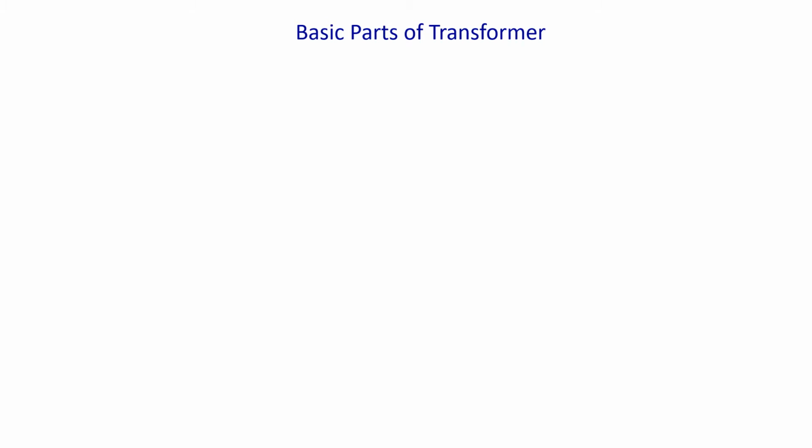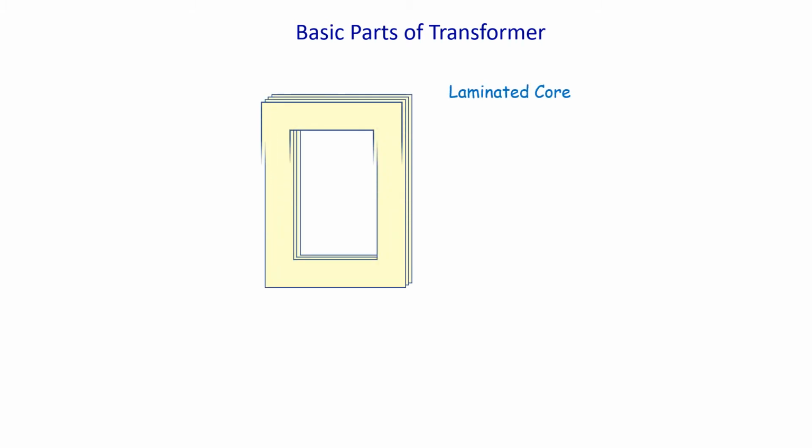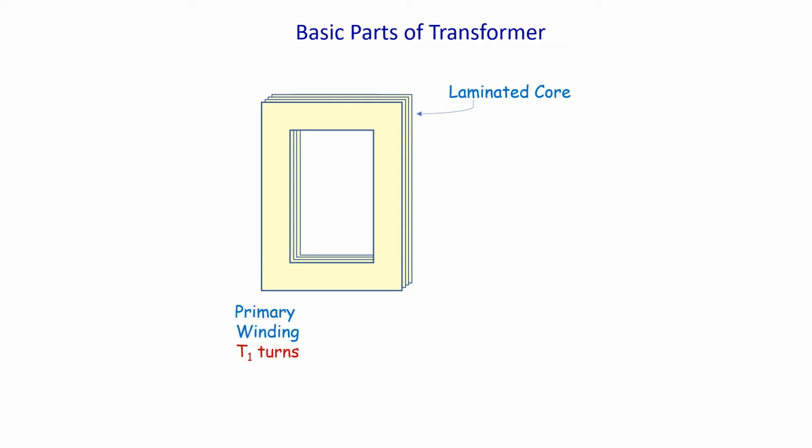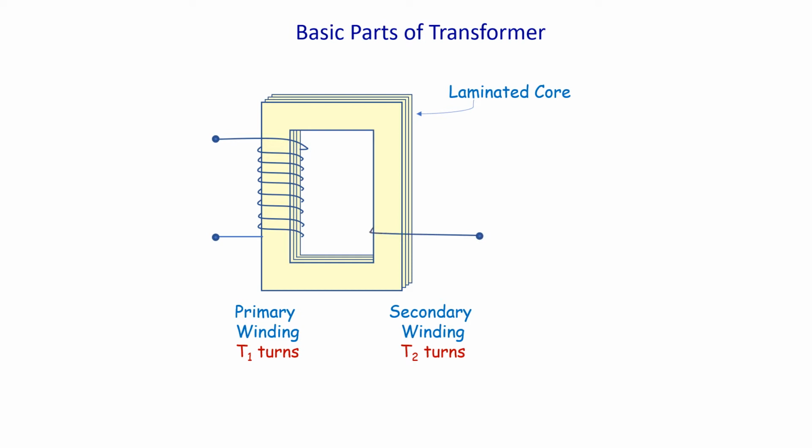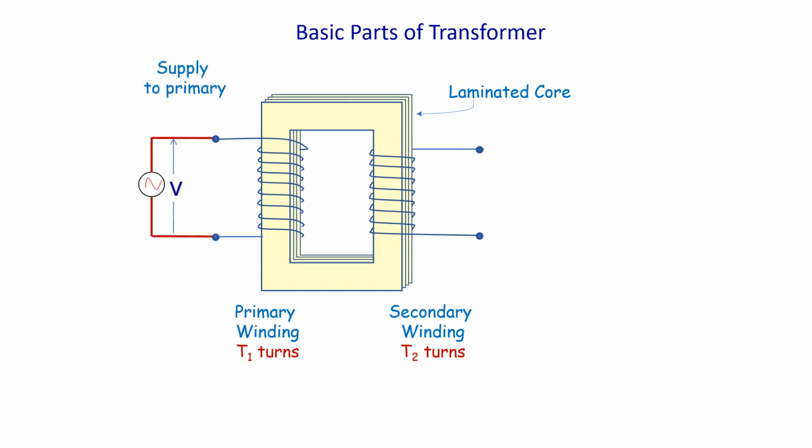Basic parts of a transformer. The core is made of several laminations. This is the laminated core. The primary winding of T1 turns is wound on the vertical limb of the transformer. The secondary winding of T2 turns is wound on the other vertical limb. The supply is connected to the primary winding. The load is connected to the secondary winding.